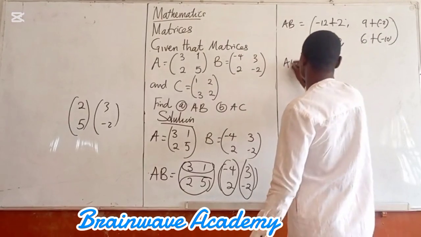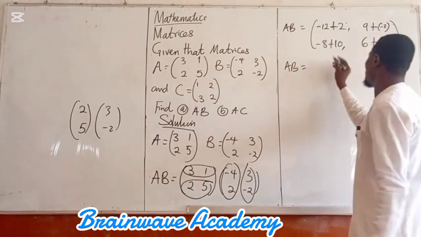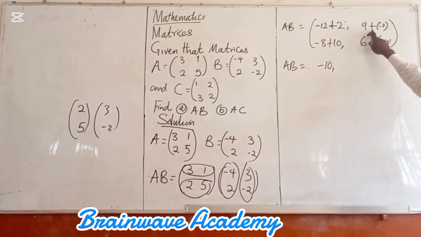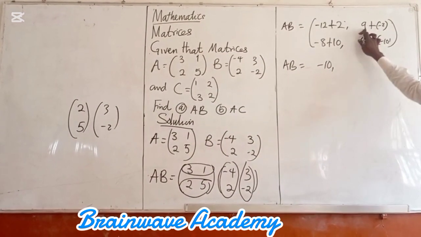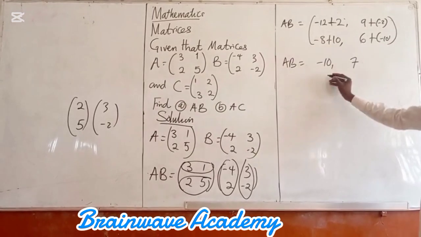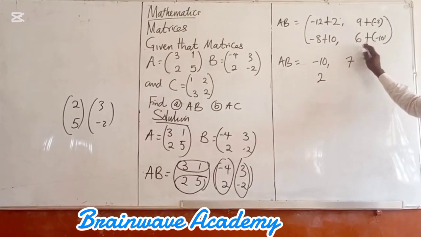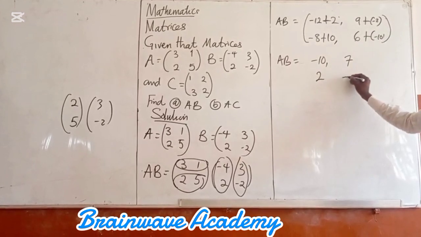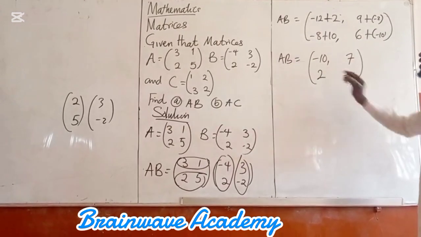So we now have AB equal to: -12 plus 2 is -10; 9, plus times minus is minus, so 9 minus 2 is 7; -8 plus 10 is 2; 6, plus times minus is minus, so 6 minus 10 is -4. This is AB. Very simple.